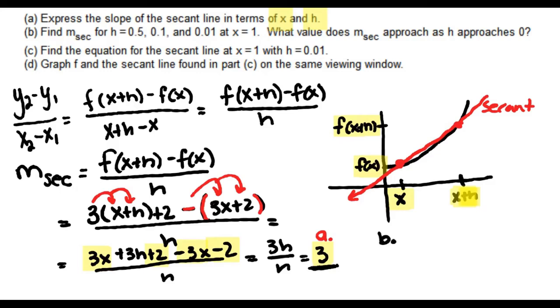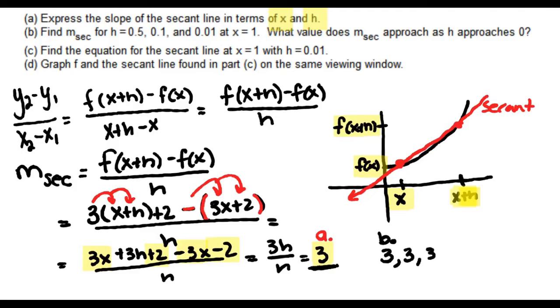For this example, part B will have the answer of 3 for every value of h. The slope of the secant line is 3 for all of these values of h and x. So it's 3 and 3 and 3 for all 3 of those answers.